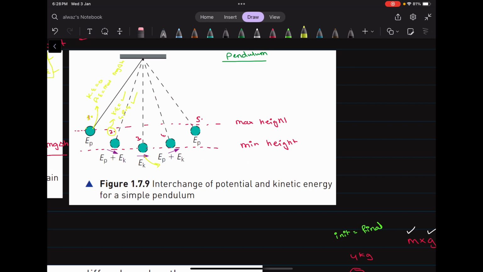Okay, so in the third position, we can see that the object is at its lowest point, the minimum height. So our gravitational potential energy is going to be 0, but the object is still moving, so it's going to have kinetic energy. That's going to be maximum, or we can also write mg delta h. In position 4, it's the same as position 2, so the object is going to have potential plus kinetic energy. And then in the fifth position, the object is going to be at its maximum height, so it's not going to be moving and it will only have potential energy of mg delta h.